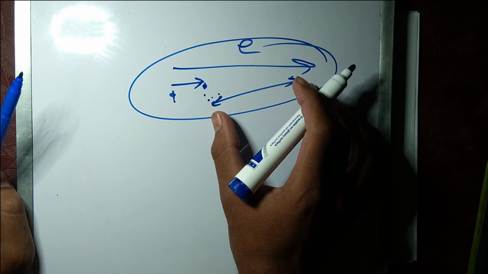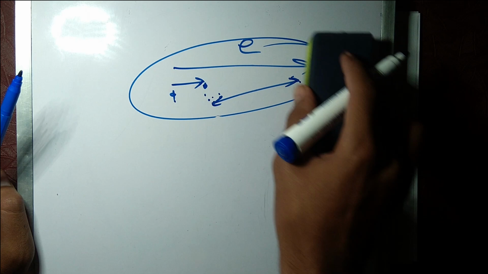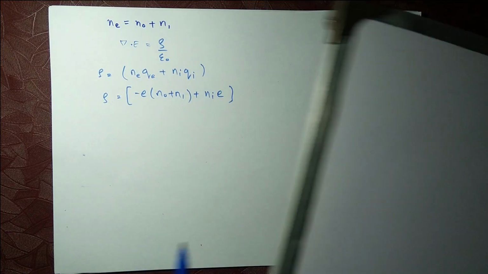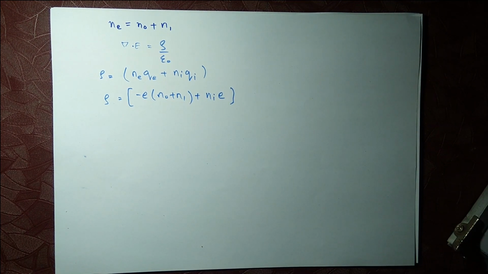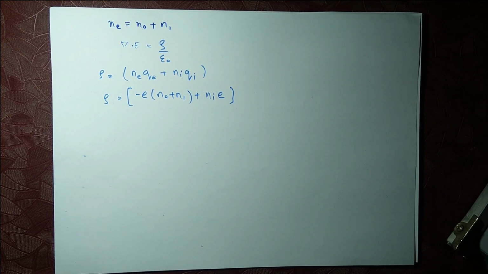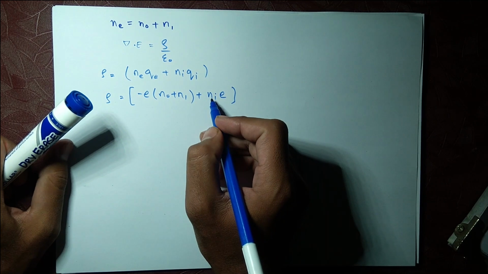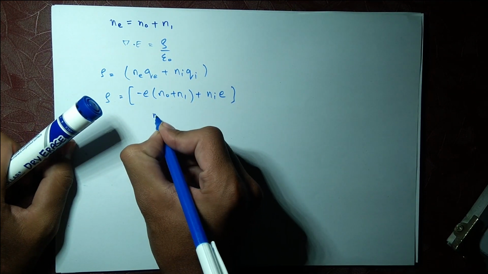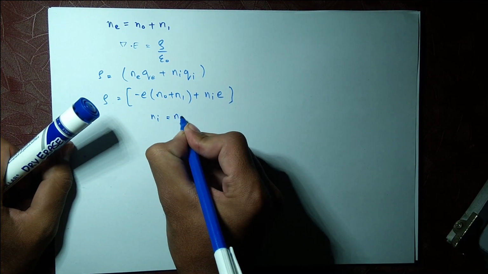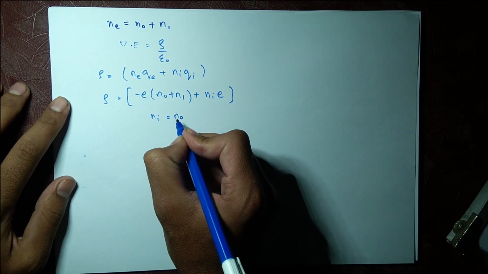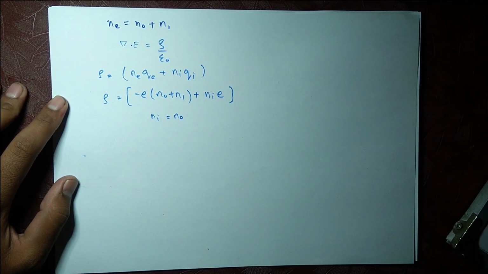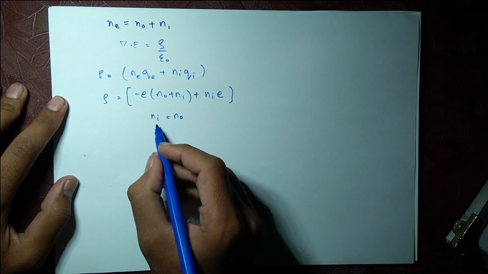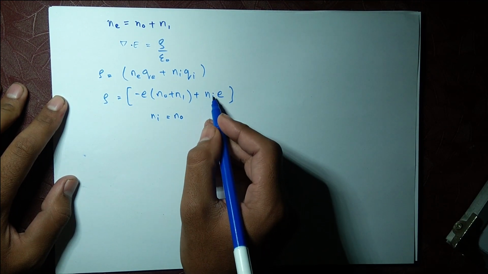Their relative velocity is zero. So we say that the ions are at rest. From that, we can say that Ni equals N naught, because when the system is at rest, it is in equilibrium. So Ni is equal to N naught.